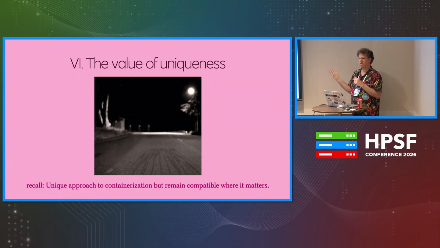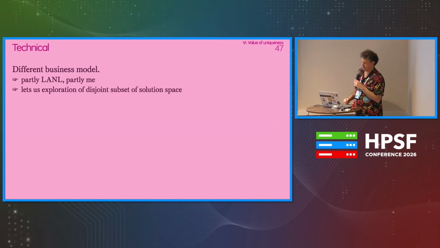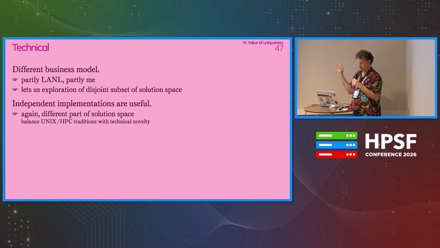So remember I was talking about we take a unique approach, but we try to stay compatible. Thinking about it from a technical perspective, it's a different business model, right? So part of that is the fact that most of the people that work on Charliecloud are paid to do so by the labs, and so those have a different business model than businesses. Partly it's my opinions. This lets us just explore a different part of the solution space, and I think that's valuable. Also, in general, I think independent implementations of different things are useful.